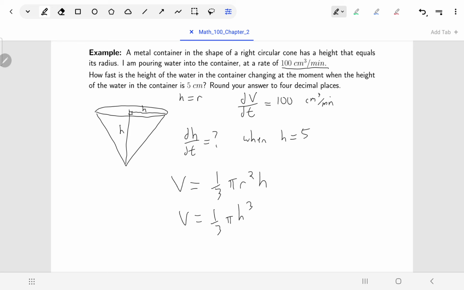Okay, so now away we go. We're going to differentiate both sides with respect to time, and then we can go ahead and find out what's going on with the change in things. So let's differentiate both sides with respect to time.